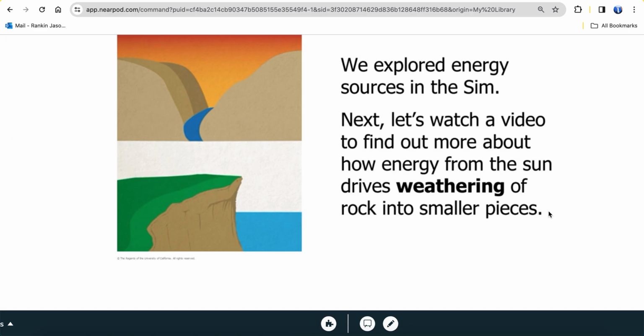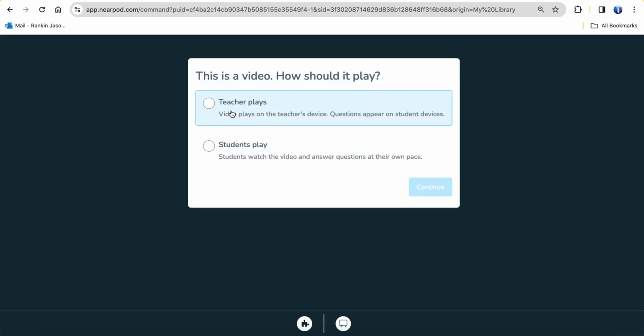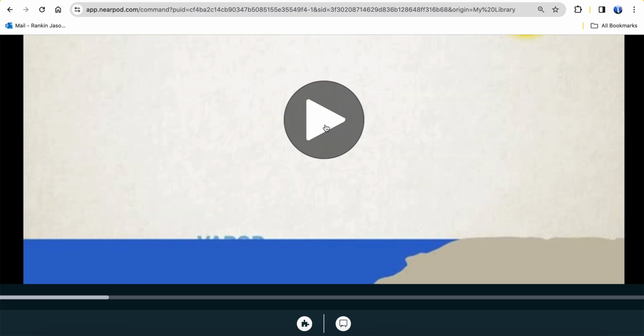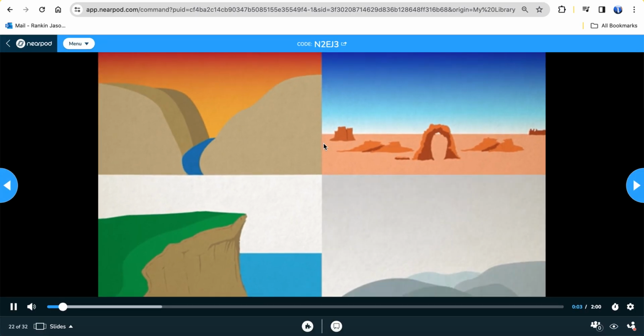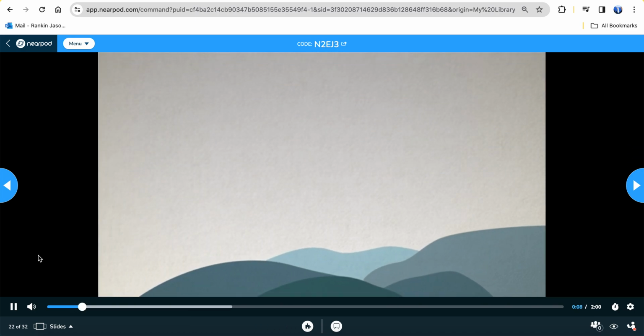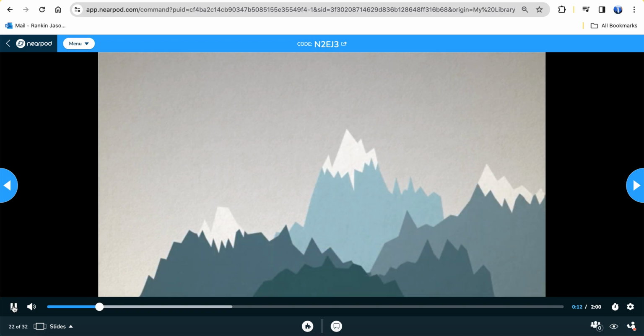All right, let's check out this video dealing with the process of weathering. Looking at rocky landforms, you might think they've always been the same, but they're actually always changing. These rolling hills were once very different. Millions of years ago, they were jagged peaks.